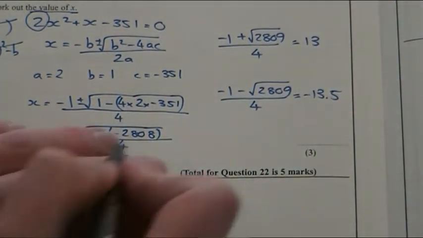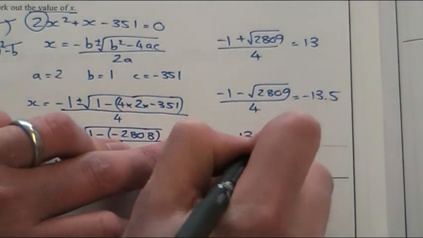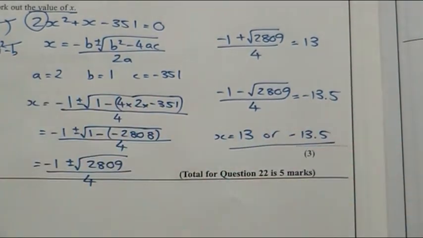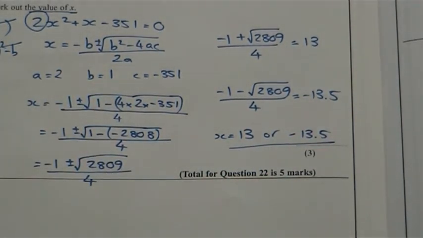So the answers are this. So x equals 13 or minus 13.5. So it's quite a lot for 3 marks, but if you know how to do it, it's pretty straightforward.